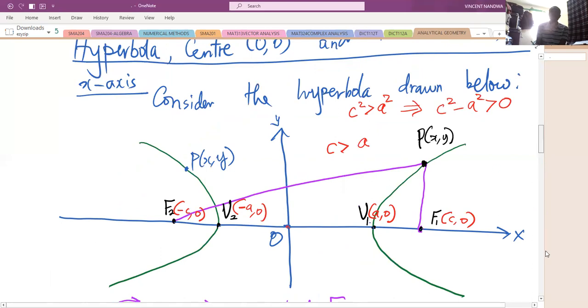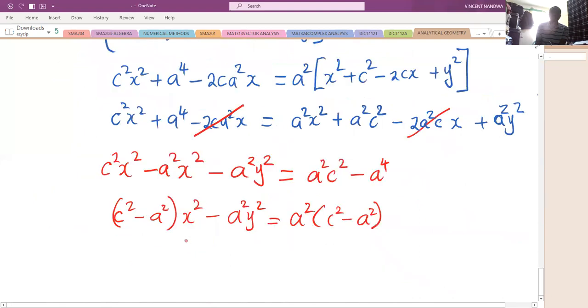So we say, let b squared be given by this difference, c squared minus a squared. We are choosing this because we are sure that this difference is a positive value, because c is greater than a.